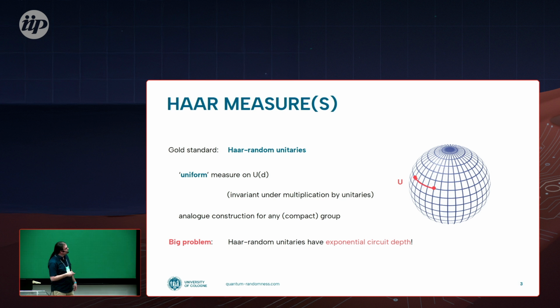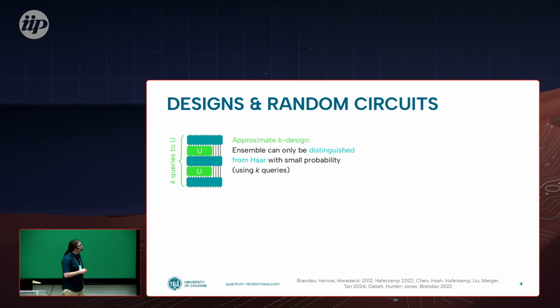But the big problem here is that Haar random unitaries generally have exponential circuit depth. So we cannot really implement them. So we're looking for alternatives, something that is weaker but still strong enough for what we want to do. And this leads us naturally to the notion of designs.